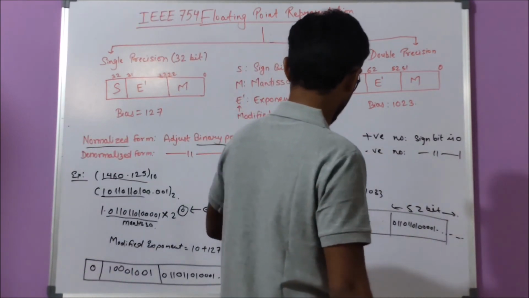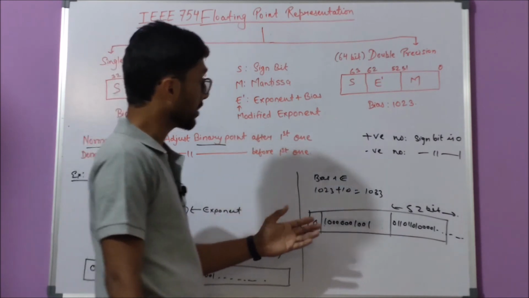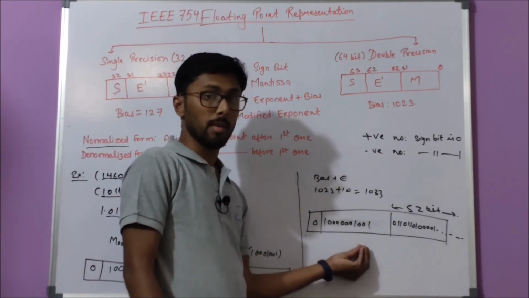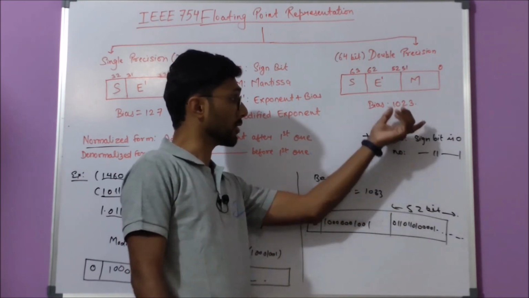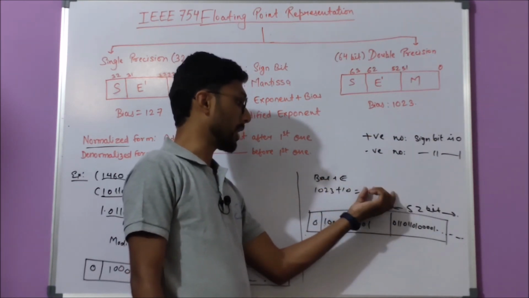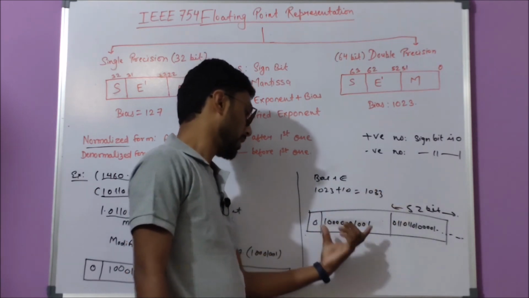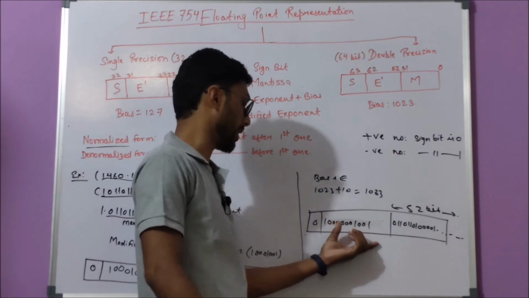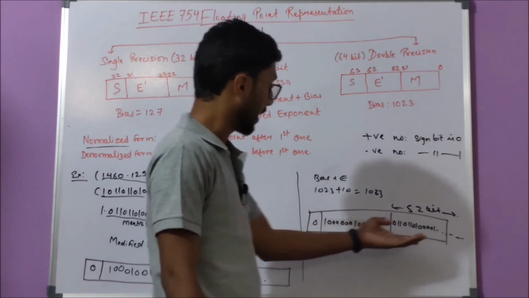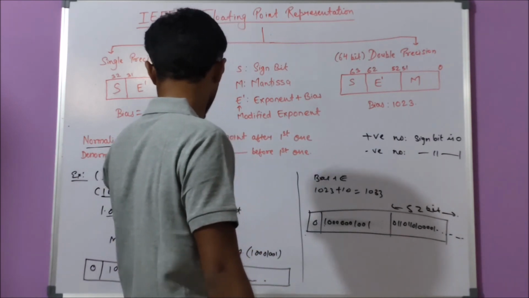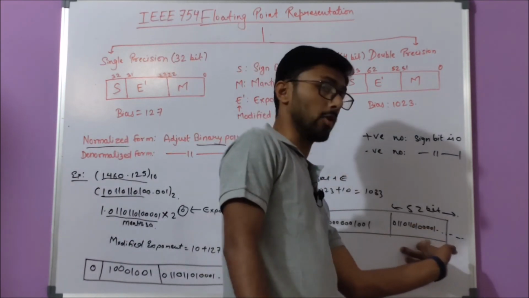And now here we have also done the same thing, just with a little bit of change. Modified exponent is equal to bias plus exponent. Here bias is 1023, so it is 1033. Converting 1033 into binary, which is this, because the second part is modified exponent, so we have written it here. And then the mantissa, which is this, and then a number of zeros to make it 52 bits long.